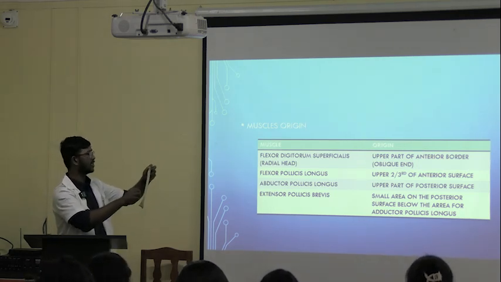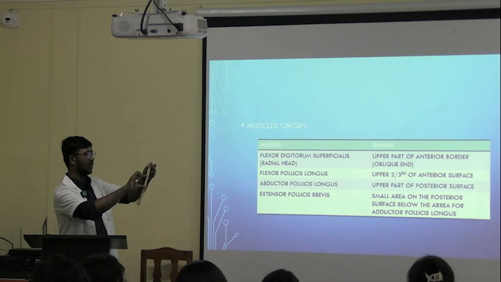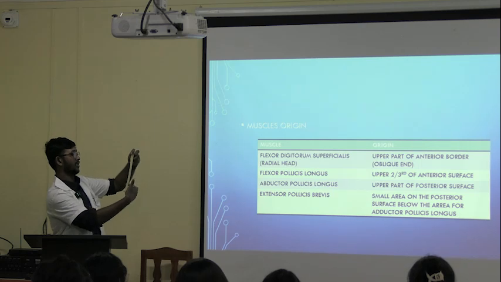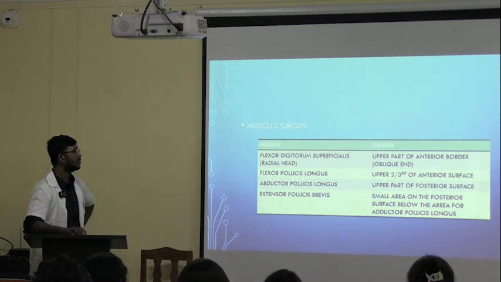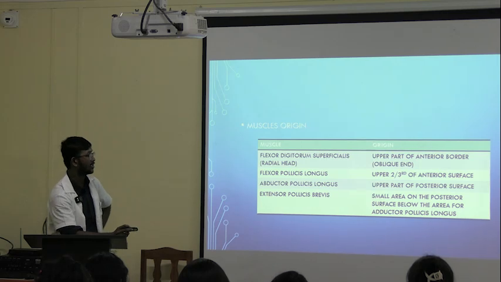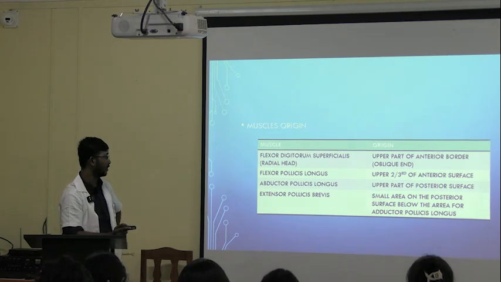And the flexor pollicis longus originates in the upper 2/3 of the anterior surface. And abductor pollicis longus in the upper part of the posterior surface. Extensor pollicis brevis originates from a small area on the posterior surface below the area for abductor pollicis longus.